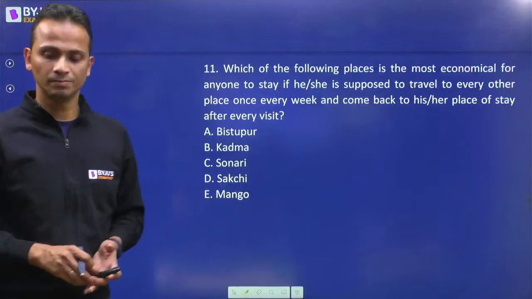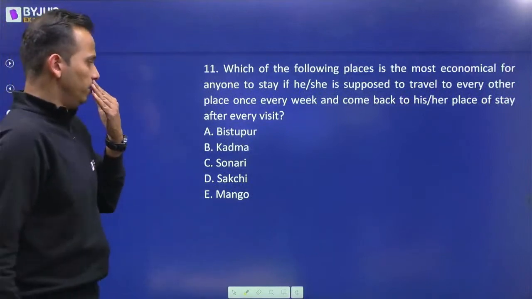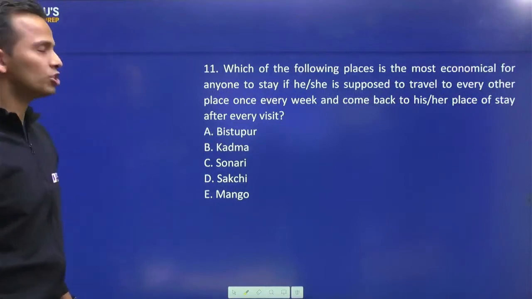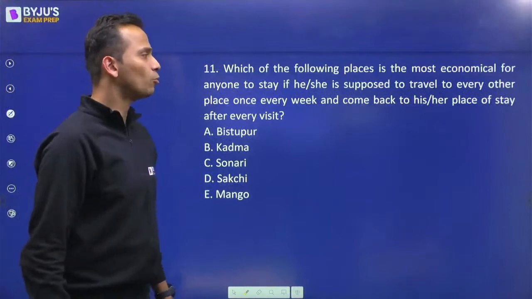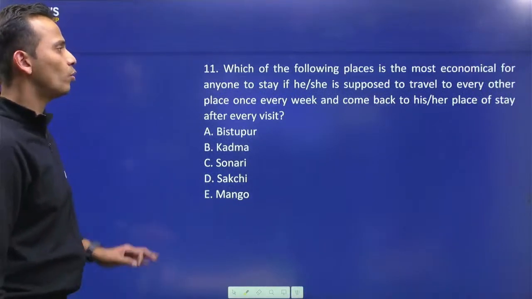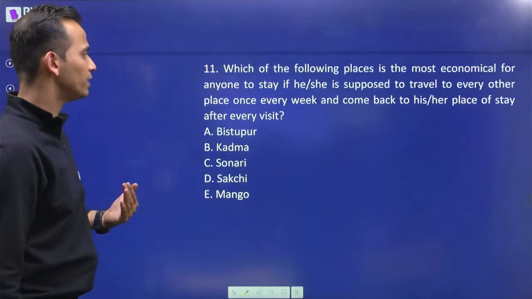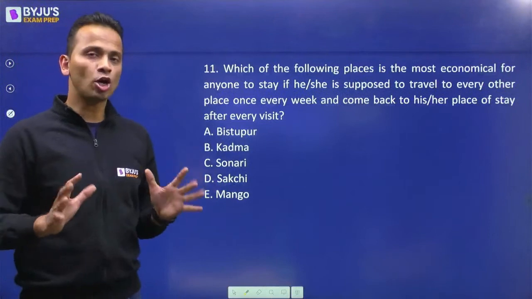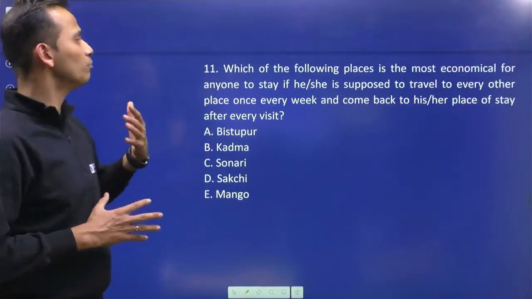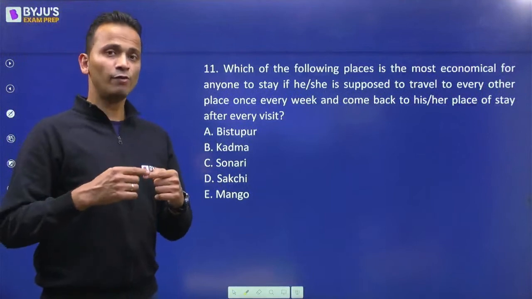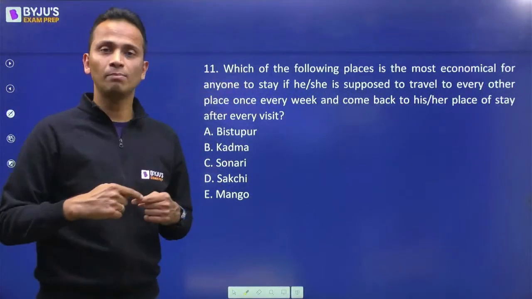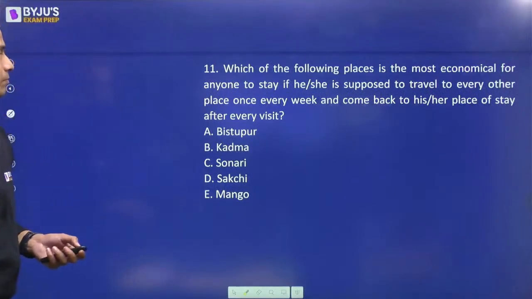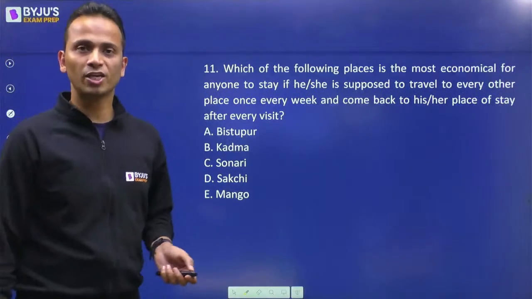Question number 11. Which of the following places is the most economical for anyone to stay if he or she is supposed to travel to every other place once a week and come back to his or her place of stay after every visit? So which is the most economical city? Which of the following is the most economical place to stay if I will go to every other city once and will come back from that city? Which of the following 5 cities is the most economical?